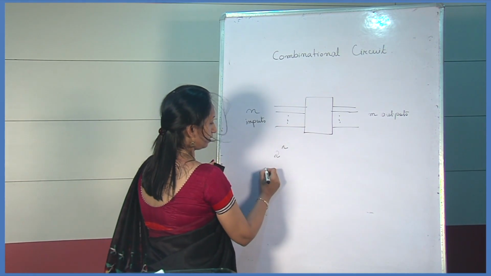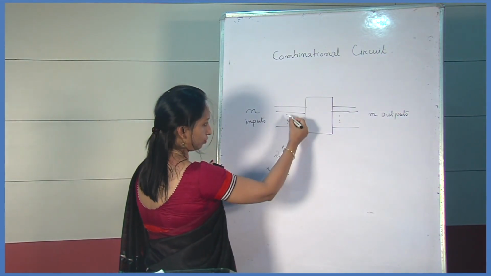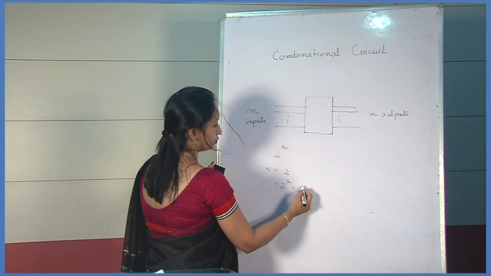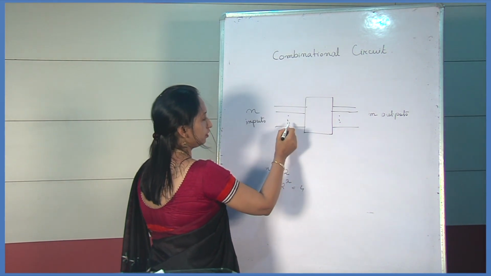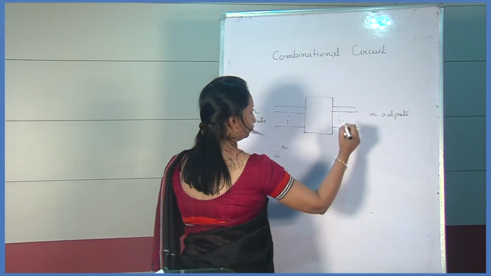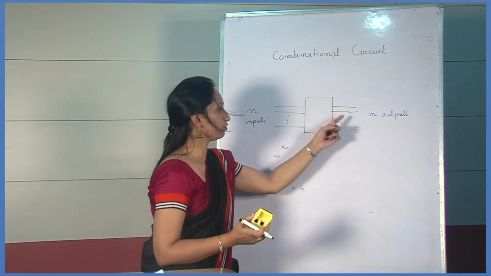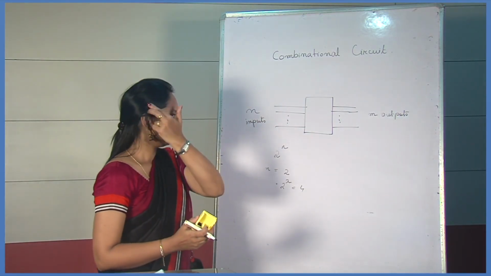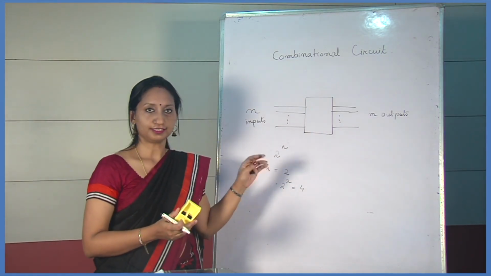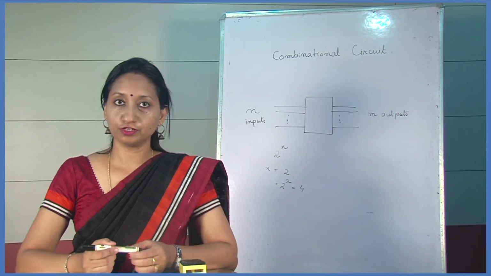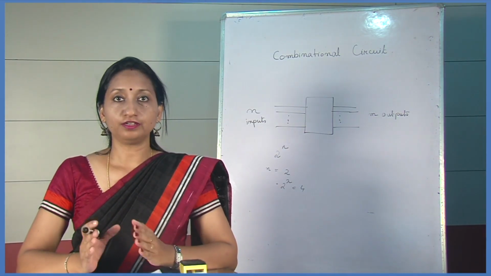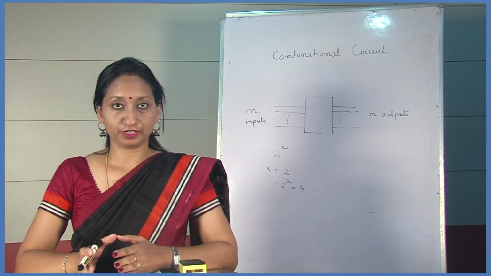Suppose n equals 2, then the total possible combinations will be 2 to the power 2, equal to 4. So 4 input combinations will be there, and there will be m outputs. The output depends on the present inputs. Then let us see some examples of combinational circuits. Some examples of combinational logic circuits are multiplexer, demultiplexer, encoder, decoder, adder and subtractor.